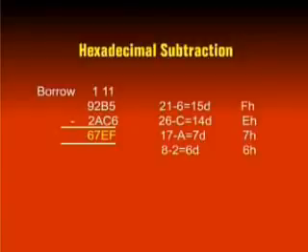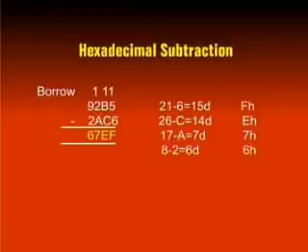Now borrowing a 1 in hexadecimal number system means borrowing a 16. Borrowing a 1 in decimal number system means borrowing a 10. Borrowing a 1 in binary number system means borrowing a 2. So now, if you borrow a 1, the result is 16 plus 5, which is 21. So you subtract 6 from 21, which results in 15 decimal. 15 decimal is equal to F in hexadecimal. So the answer of subtracting 6 from 5 results in F.